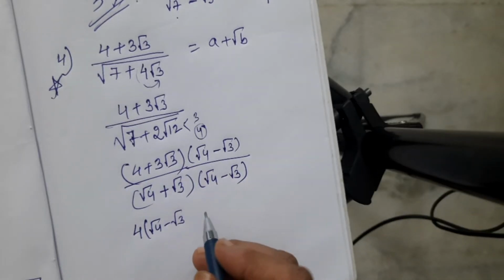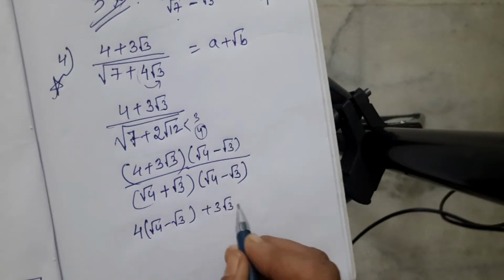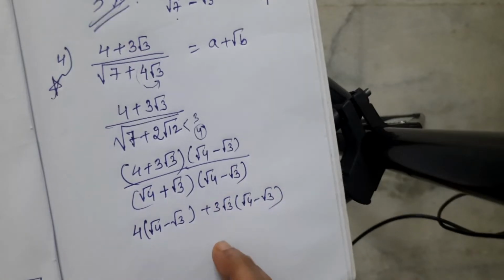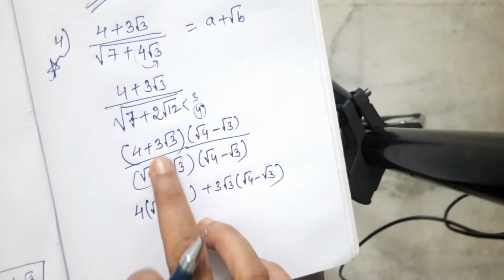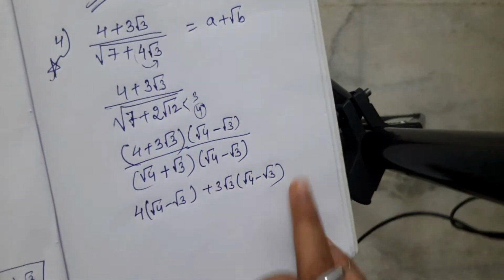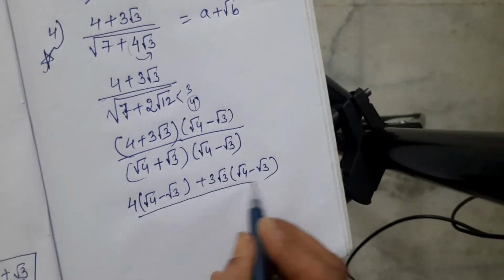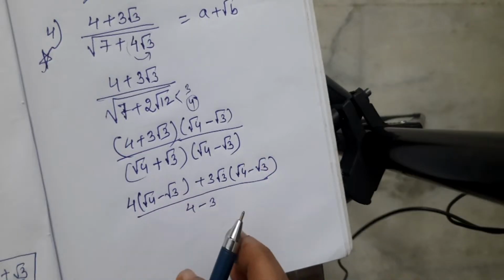How did you get it, directly seeing from the back and saying? Unless you know the method, how can you write the method? So here I took 4 and the whole bracket is repeated. I took this 3√3, and the whole bracket is repeated. Now multiply it. And in the denominator, √4 squared is 4, 4 minus 3, only 1.